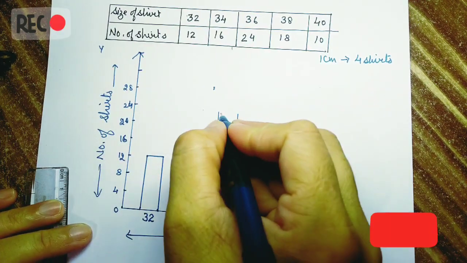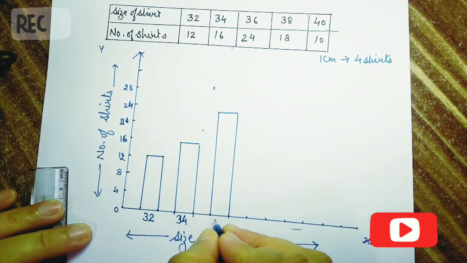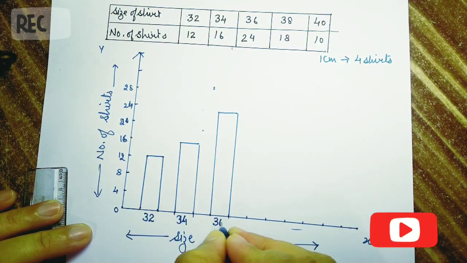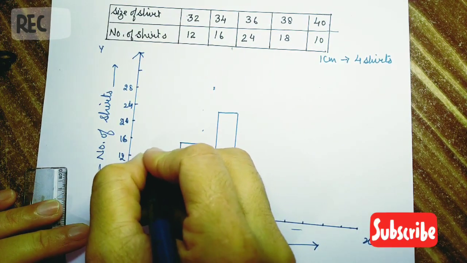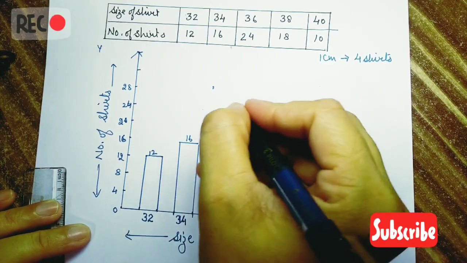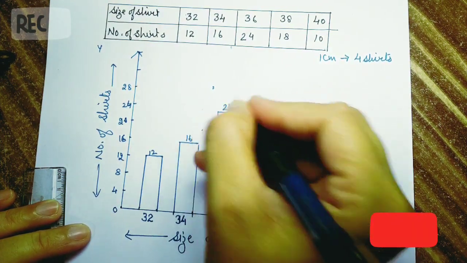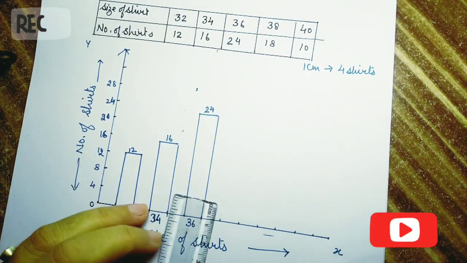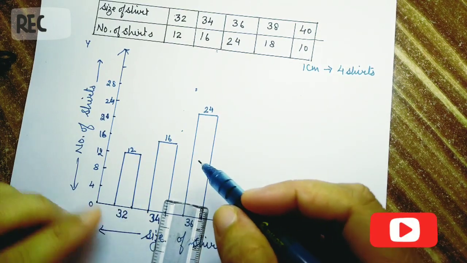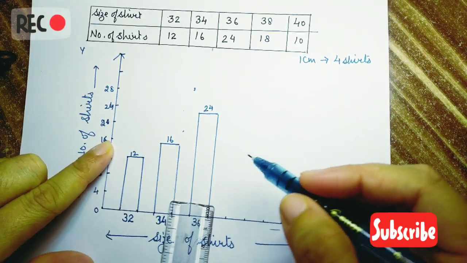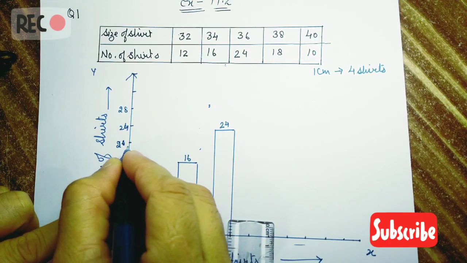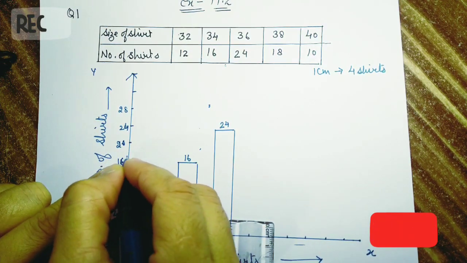Okay friends, now we have drawn. So here we will write, this is size number 36. This is till 12, till 16 and till 24. Next is size 38 till 18. Students, 18 we didn't mark. So what we have to do? We divide this in 4 equal parts.